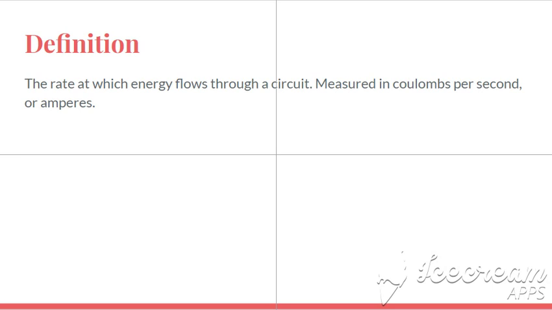So the definition of current is the rate at which energy flows through a circuit, and the measure of current is in coulombs per second, which also means ampere.